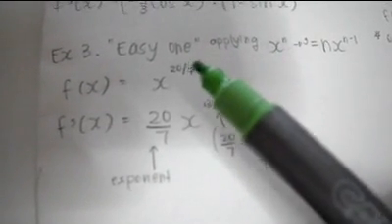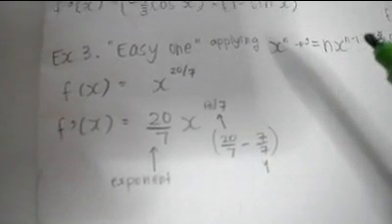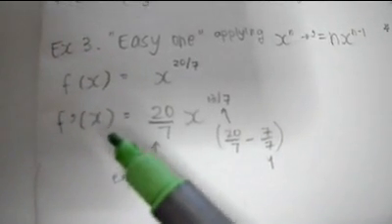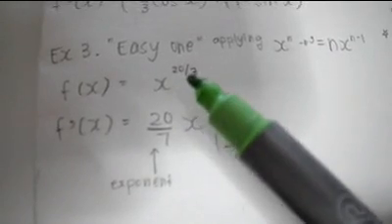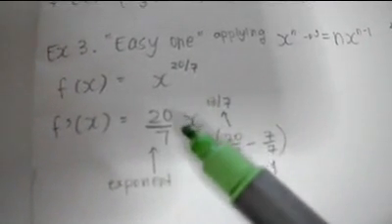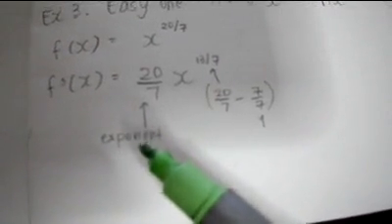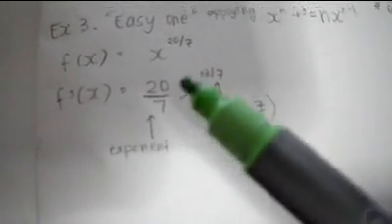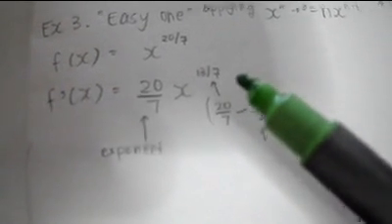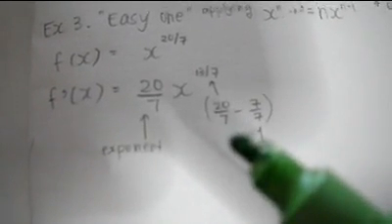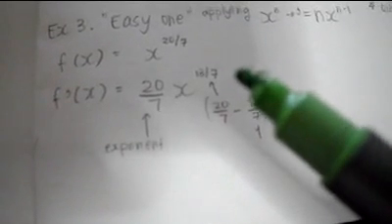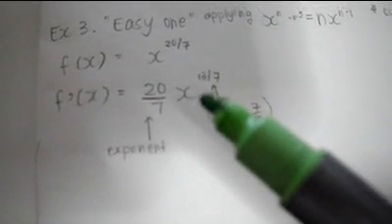This is an easy example that applies the rule that the derivative of x to the power of n equals n times x to the power of n minus 1. The given equation is f of x equals x to the power of 20 over 7. The derivative equals 20 over 7 times 1, which is 20 over 7. This is the previous exponent and now has become the coefficient, times the variable x to the power of 13 over 7. Why 13 over 7? Since 20 over 7 minus 7 over 7, which is 1, gives 13 over 7. 13 over 7 is the exponent of the new derivative of x.